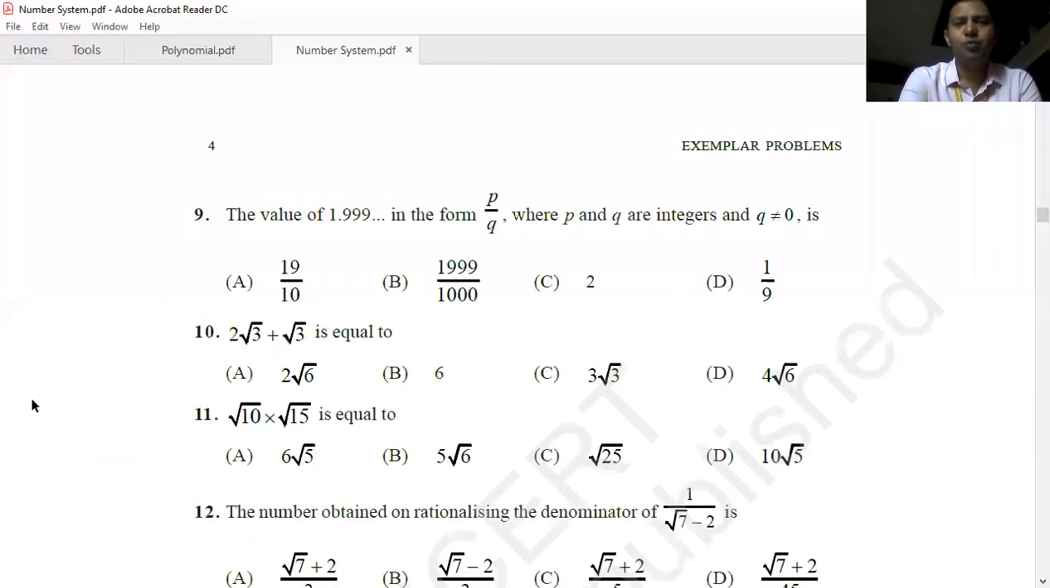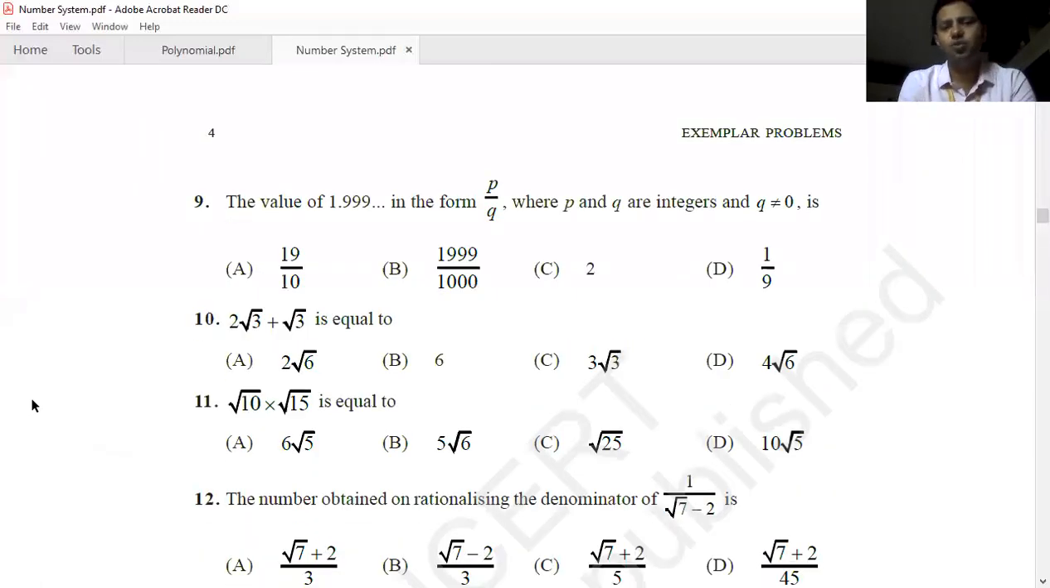Now the value of 1.99 in the form of p by q will be 2. The value of 1.99 in the form of p by q, where p and q are integers and q is not equal to 0: if we write 1.99999 and so on, it is equivalent to 2 only. That is, C is the answer.